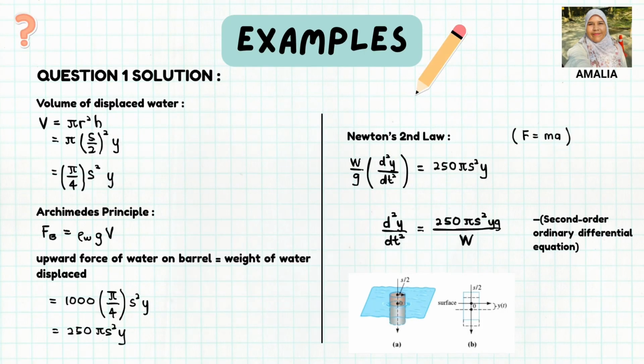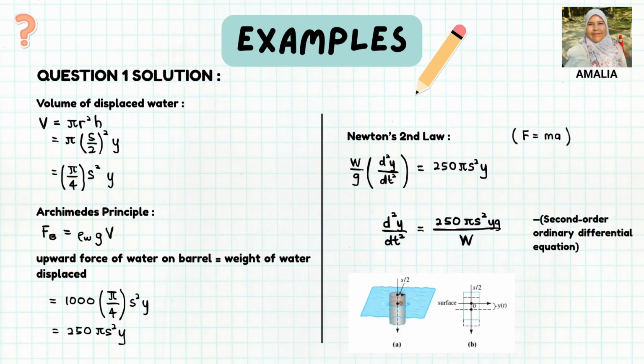So this is the solution for question 1. First we need to find the volume of displaced water. For this particular one, we use the volume of a cylinder because we're using a cylindrical barrel. So V equals pi r square h. The r is given as s over 2 and the h as y. So we got the volume of displaced water as pi over 4 s square y.